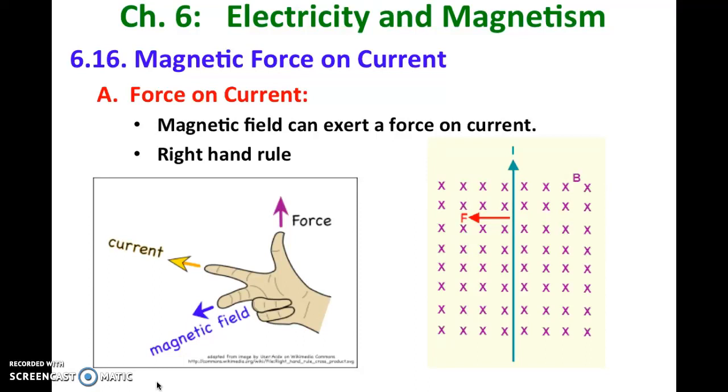Magnetic field can exert force on current. When you place a current in a magnetic field, the field can exert force on the current. The direction of the force on the current by the field can be determined according to the right-hand rule. The right figure shows that an inward magnetic field exerts a leftward force on an upward current.